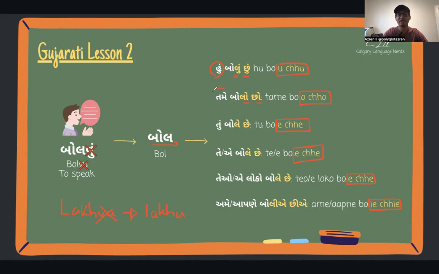Instead of tame bolo cho, we're going to say tame lako cho. Instead of tu bole che, we're going to get tu lake che. So the stem bol gets replaced by the stem lak.